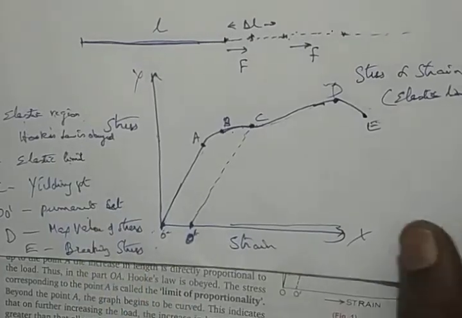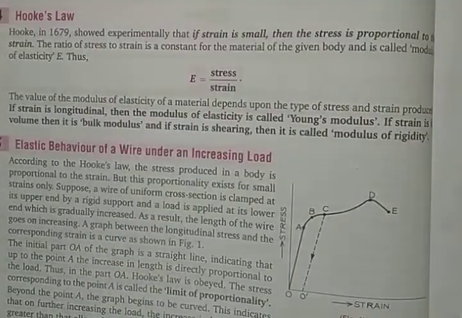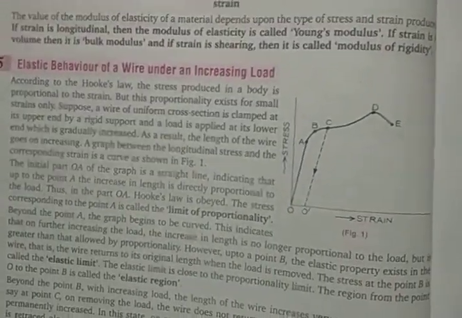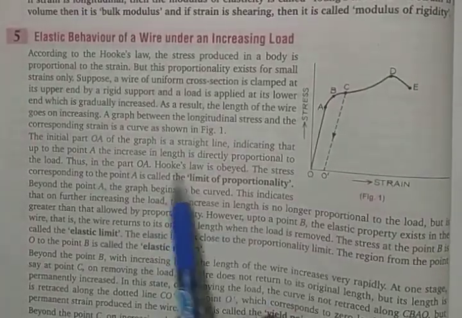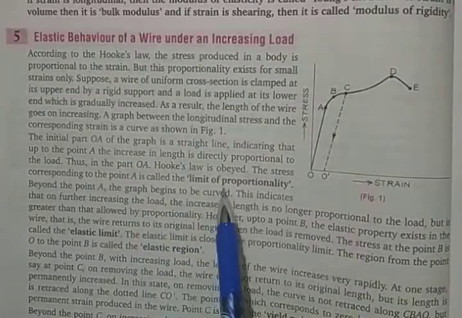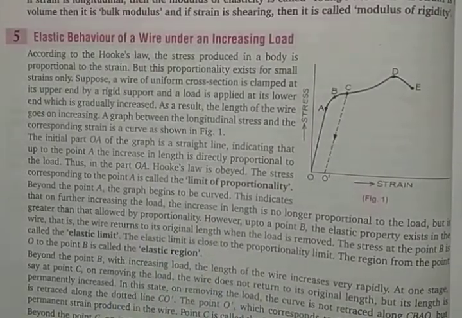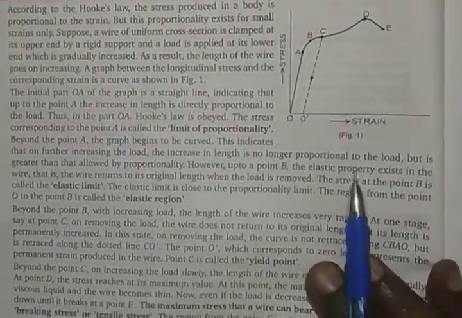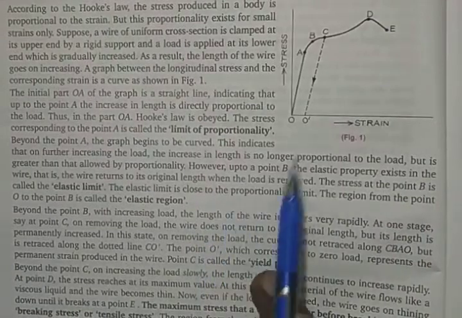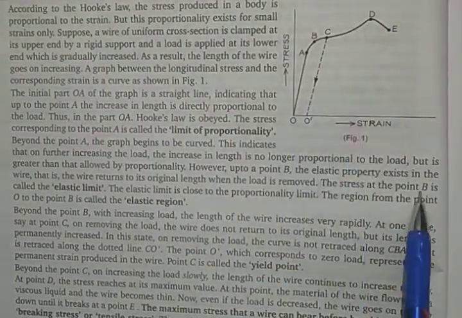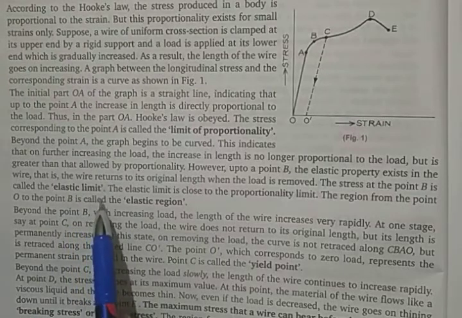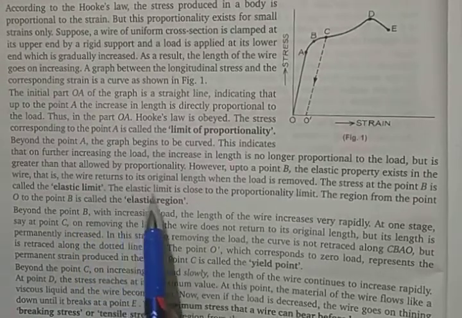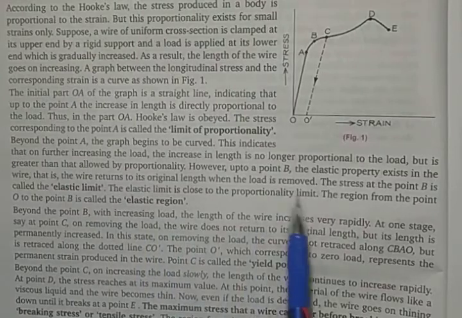Draw this diagram and write all of them. It will be pretty useful. Please read this carefully. Whatever I have told is given here nicely. Hooke's law is obeyed in OA, so it is the limit of proportionality. Reading the book is so important. Please read this one at B. B is called the elastic limit. The stress at the point B is called the elastic limit.